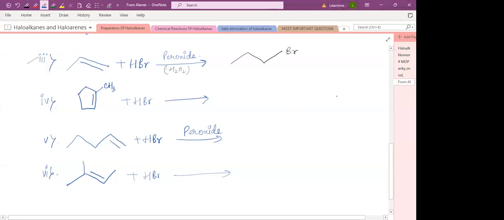Yes, Yobita, you can write in the chat. Suppose peroxide is present, then what will be your answer? The different product, right? If the peroxide is absent, then you will use the Markovnikov rule, right? So this bromine will, just tell me on what position you will attach this bromine.